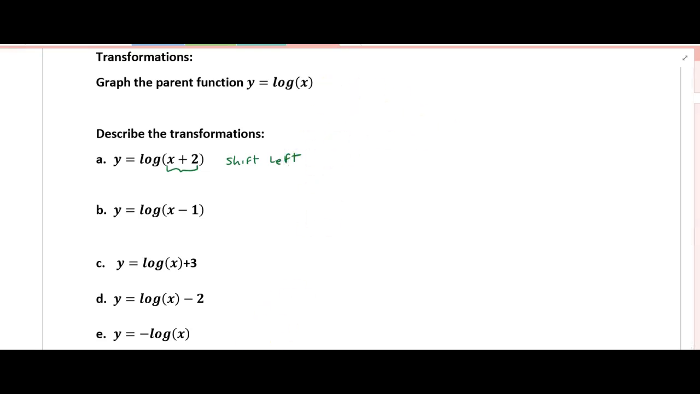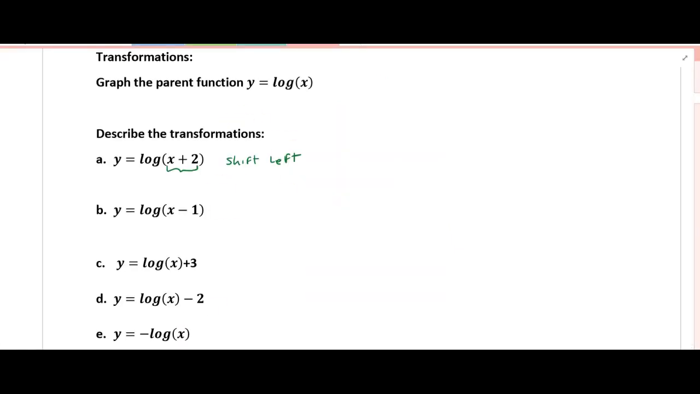So what do you think is going to happen when we subtract 1 inside? If I go to the same thing and compare it to the parent function, and I go x minus 1 and hit graph, now which way did the graph move? It shifted from (1, 0) to (2, 0), so it went right 1 unit.